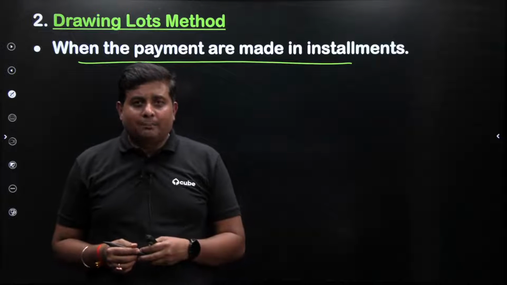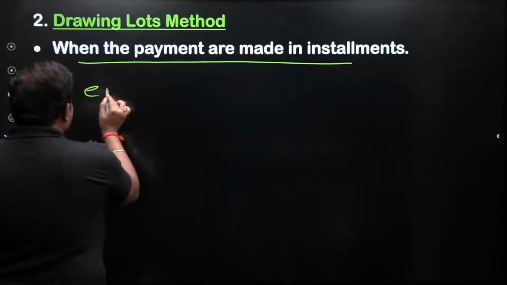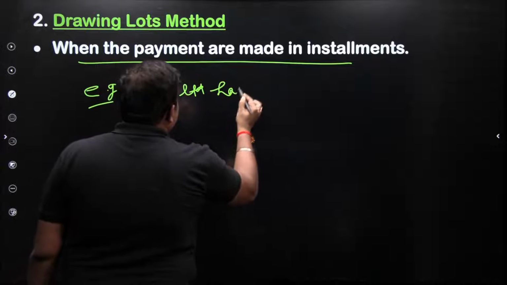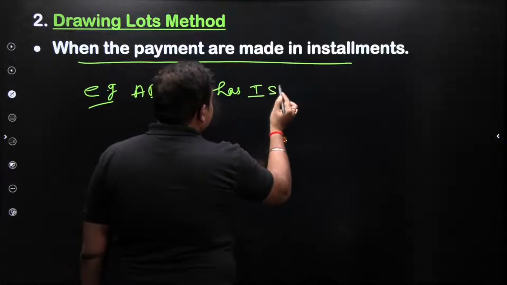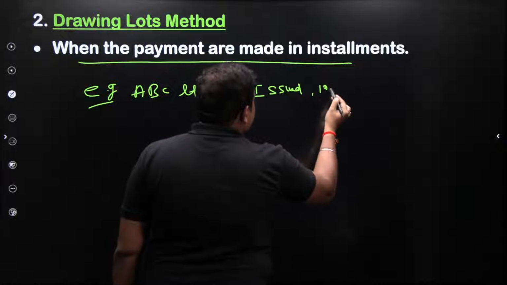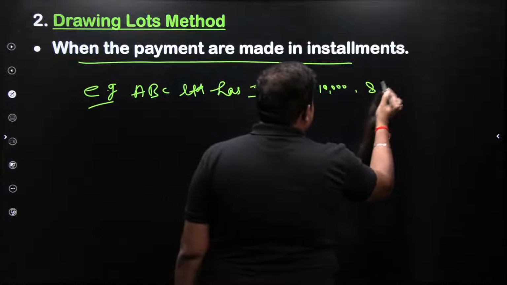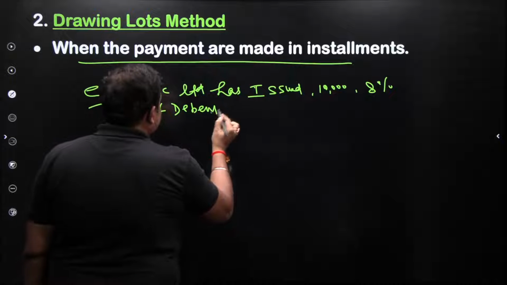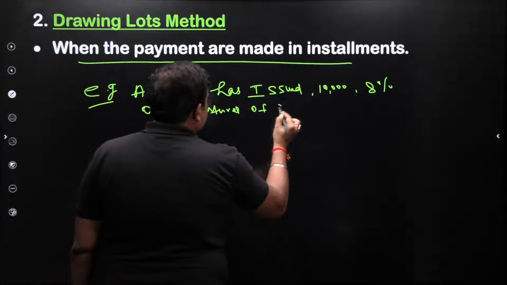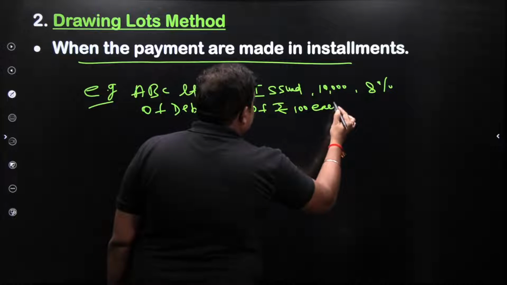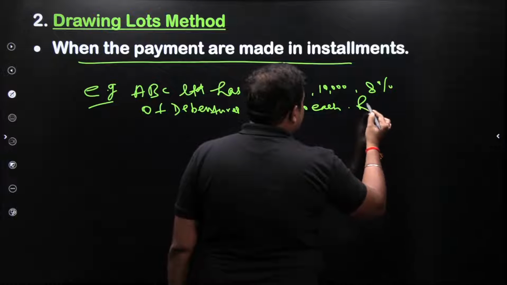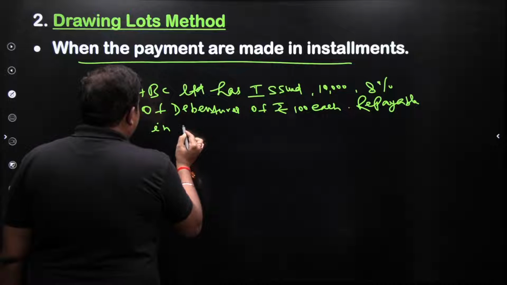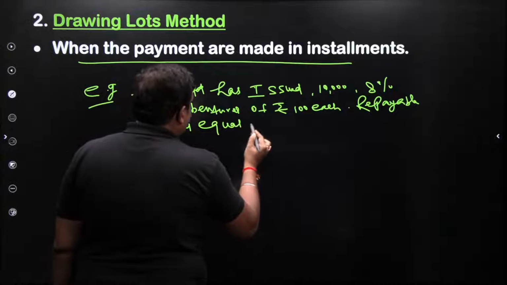I'll try to take an example on this. ABC Limited has issued 10,000 8% debentures of rupees 100 each, repayable in 4 equal annual installments.